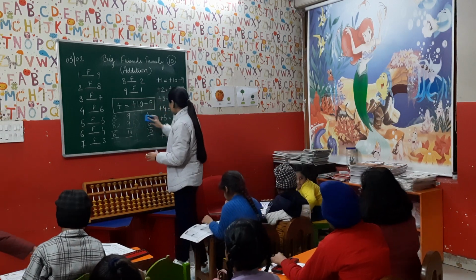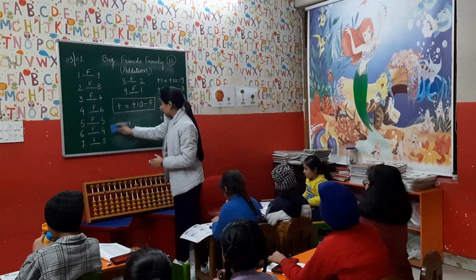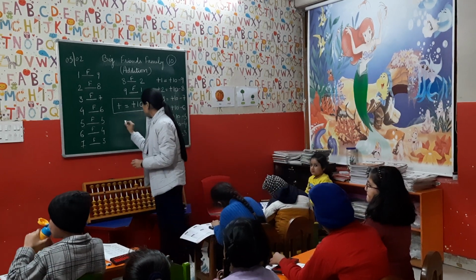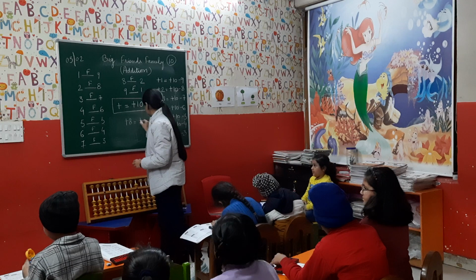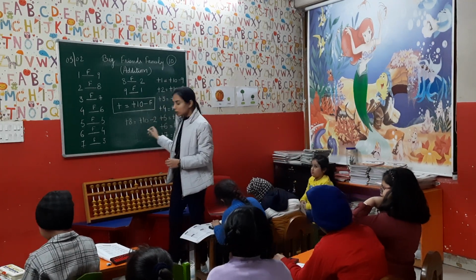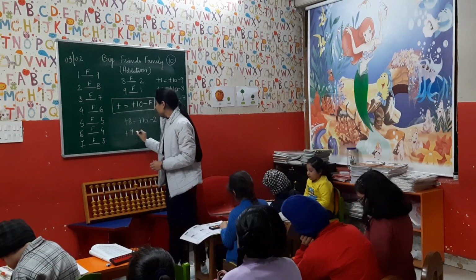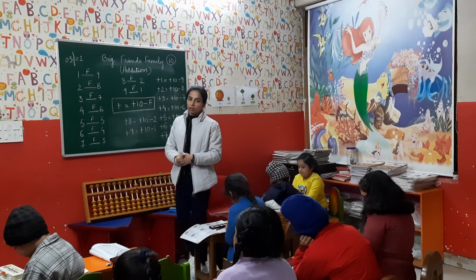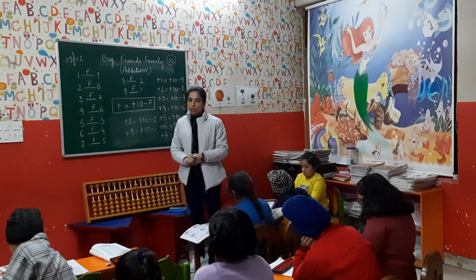Let's write the formula of plus 8 and plus 9 also. Plus 10, 8's friend minus 2 we did. Plus 9 came in. Plus 10 was the first step, then minus 1. So this was the topic of big friends addition.